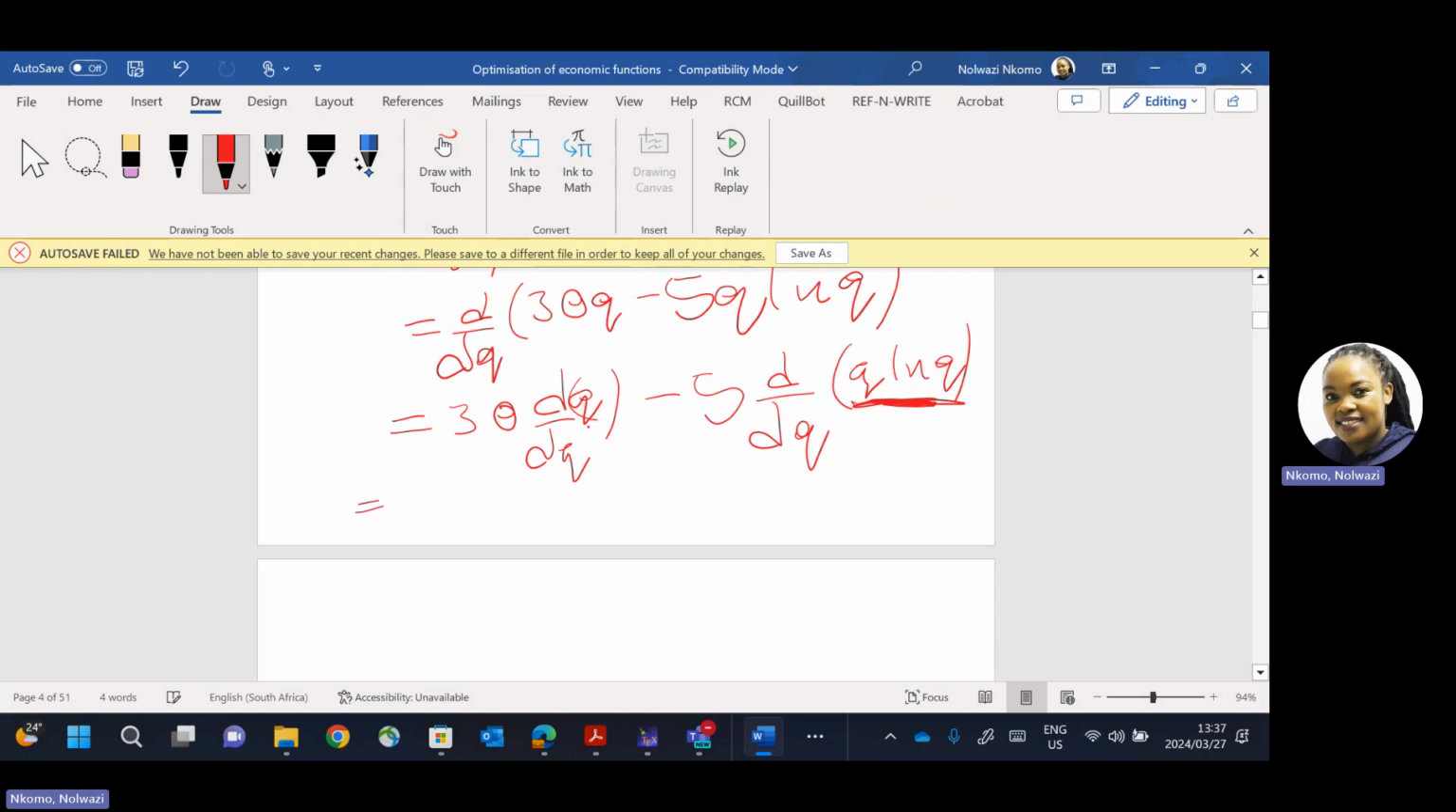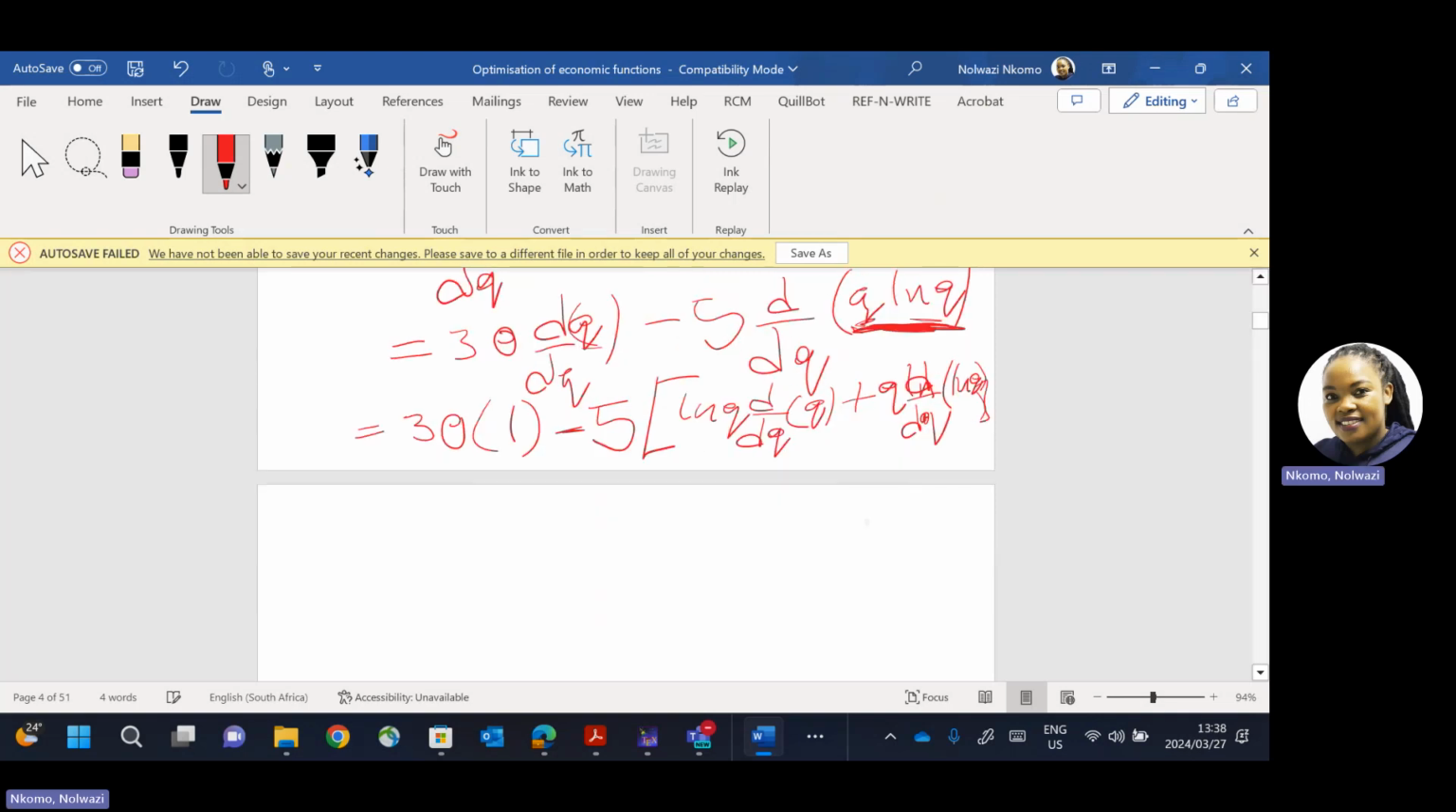Okay, let's find this derivative. What do we get if we differentiate Q? The derivative of Q is 1. So this means we'll have 30 times 1 minus 5. Okay, here, if we differentiate this, let's say we keep the second function, which is ln Q, then we differentiate the first function, which is Q. We are using the product rule, so it's plus. We keep the first function, which is Q, then we differentiate the second function, which is ln Q, right?